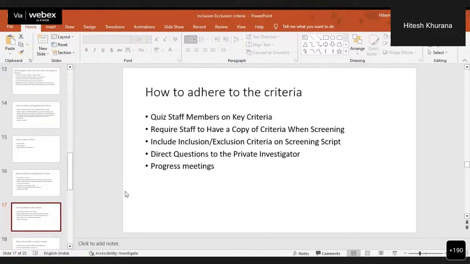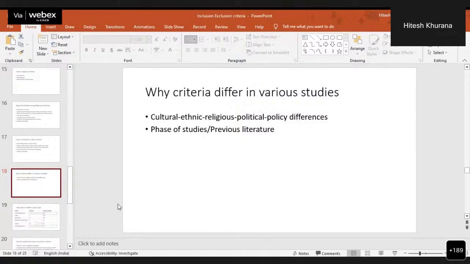And direct questions to the principal investigators also: if there is any doubt in the mind of any staff member, they can always ask the investigator, and the investigator can inform them. And in the progress meetings, on whatever work is being done by the staff in the community, we can always find out whether work is going smoothly as per the criteria, or whether they need other inputs or refresher training. In different studies, you will see that the criteria are different, and they can vary from place to place.